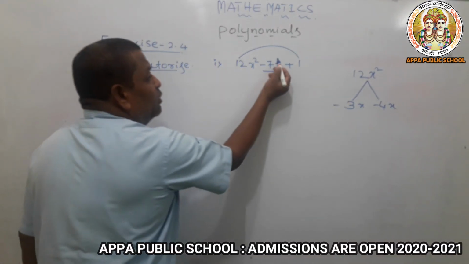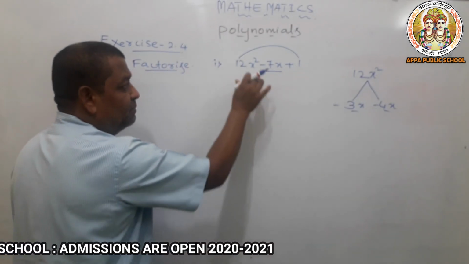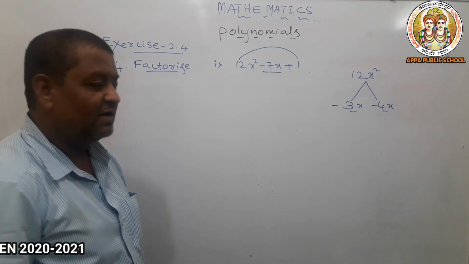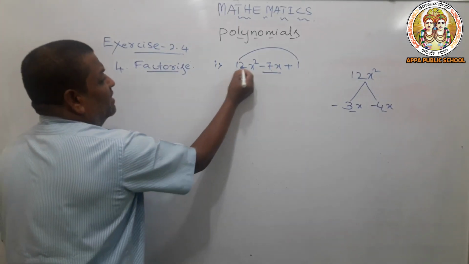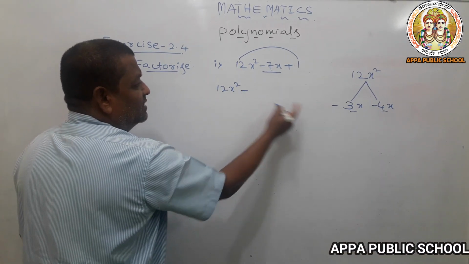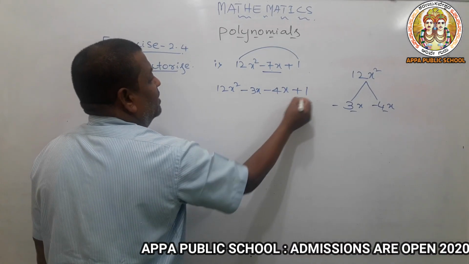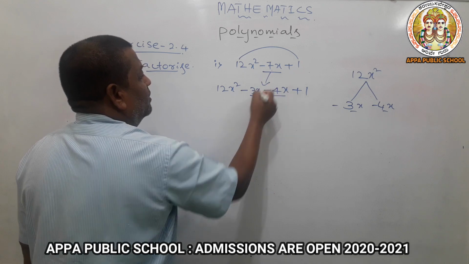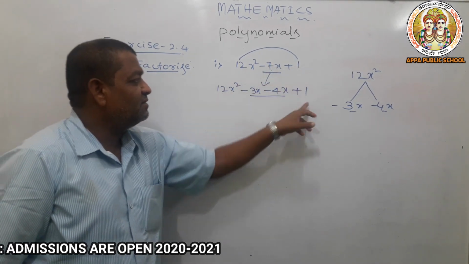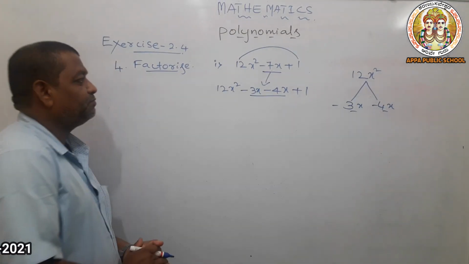What is next? You replace minus 7x and substitute these two values. Minus 7x is nothing but minus 3 minus 4, that will definitely be minus 7. Write the first term as it is: 12x square minus 3x minus 4x plus 1. See, we split the middle term only. We kept first and last the same. So that is the procedure of splitting the middle term.